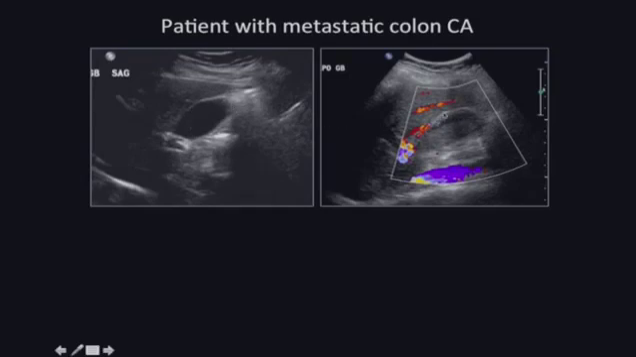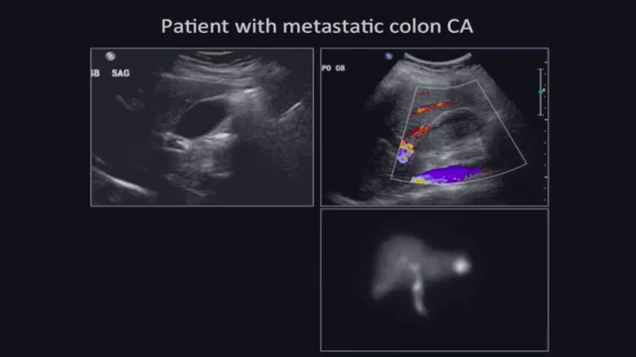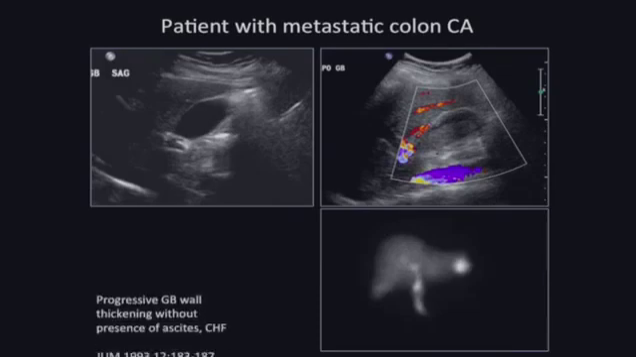Here we have progressive thickening of the gallbladder wall in the absence of ascites or congestive heart failure. One should raise suspicion for acalculous cholecystitis. A HIDA scan was performed. HIDA scan can be helpful in acalculous cholecystitis because the bile can be very viscous and the sludge can also be very thick and viscous and can obstruct the cystic duct.